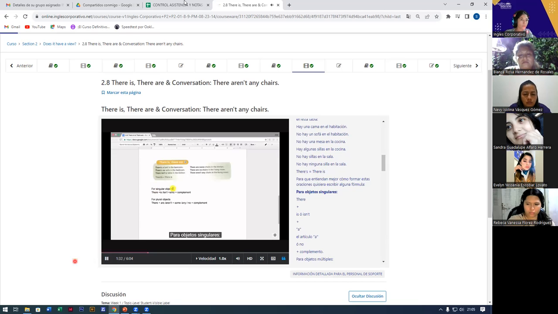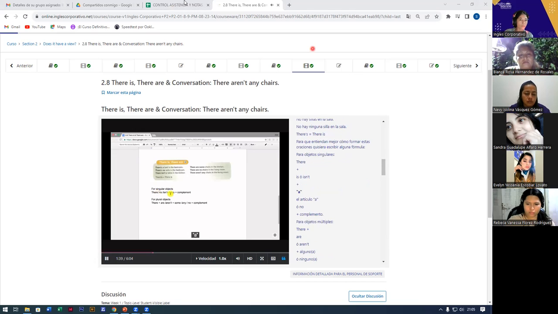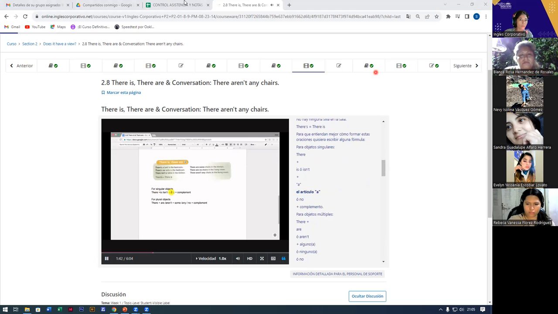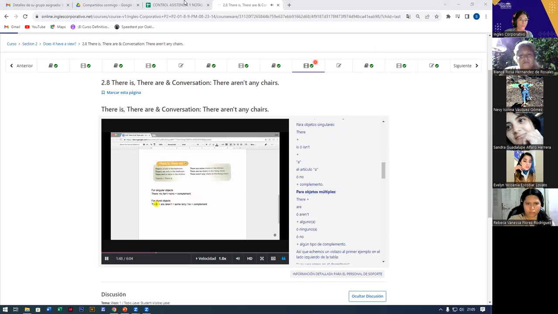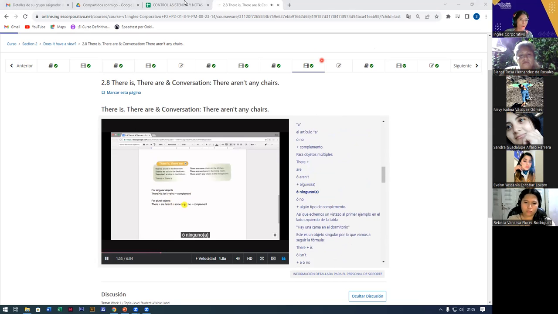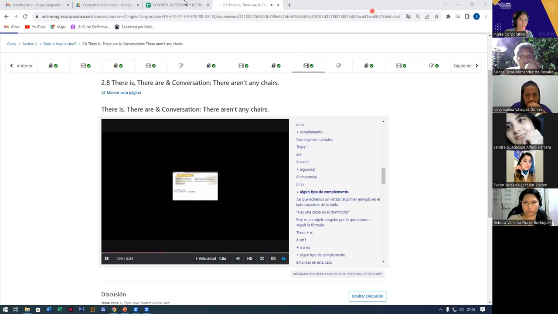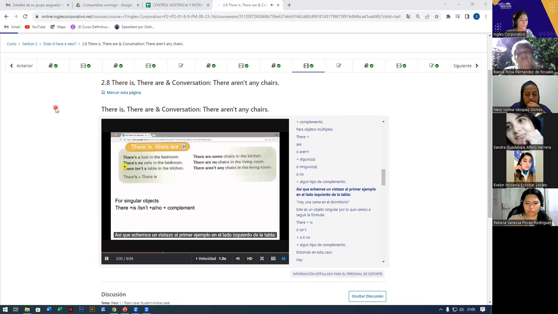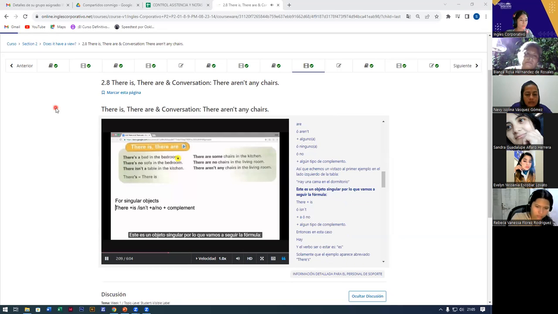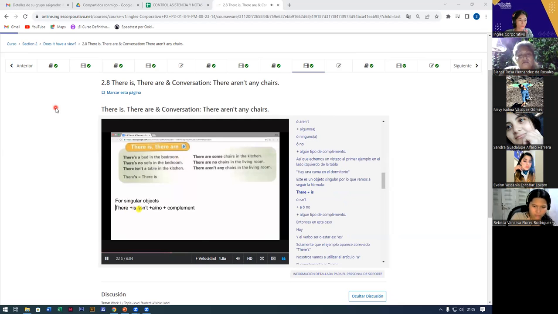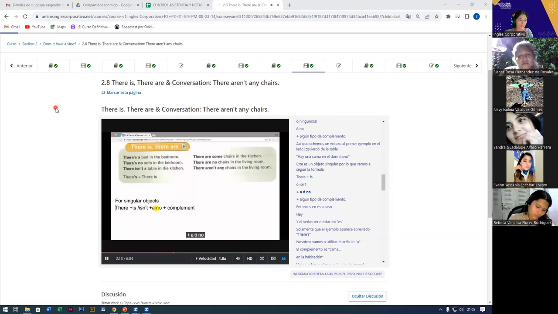To better understand how to form this statement, I would like to write some formulas. For singular objects, there plus is or isn't plus a, that's the article a, or no plus complement. For plural objects, there plus are or aren't plus some or any or no plus some kind of complement. So let's take a look at the first example on the left-hand side of this chart. There's a bed in the bedroom. This is a singular object, so we're going to follow the formula there plus is or isn't plus a or no plus some kind of complement.